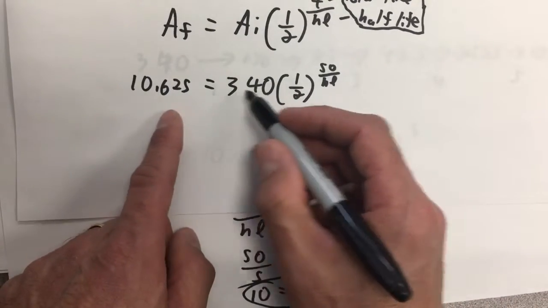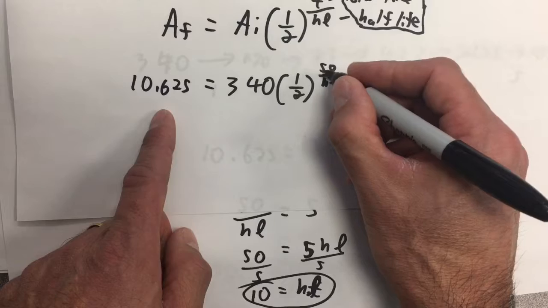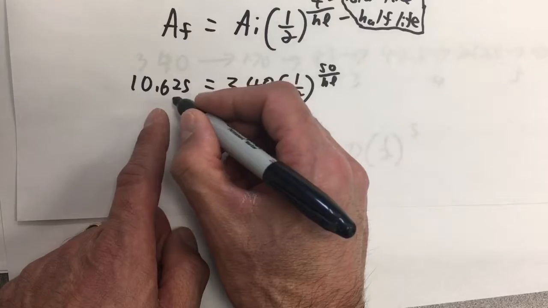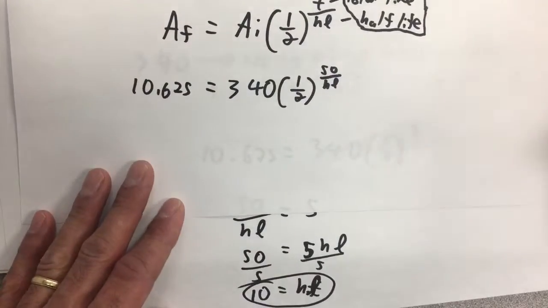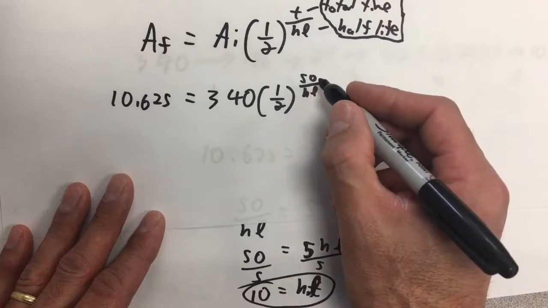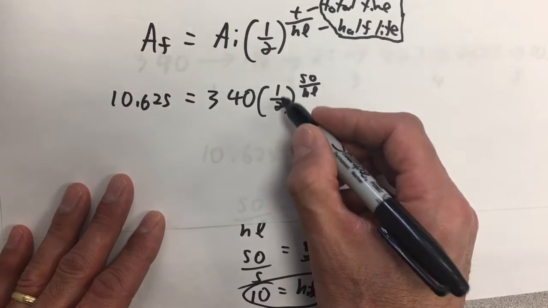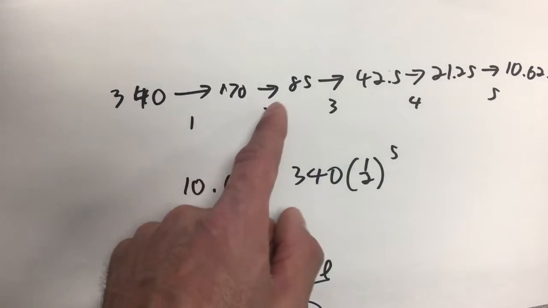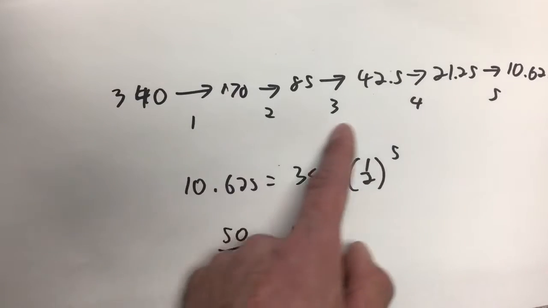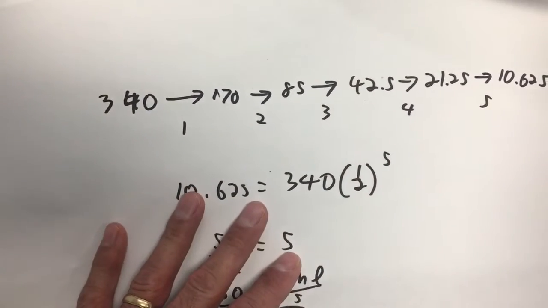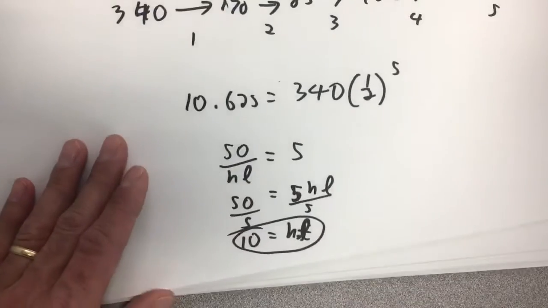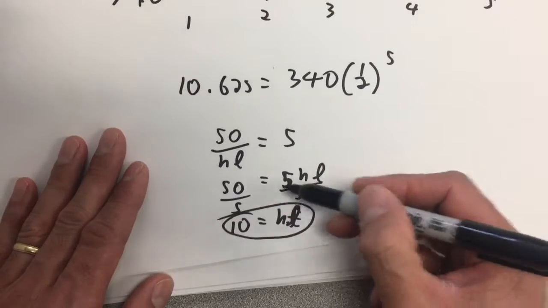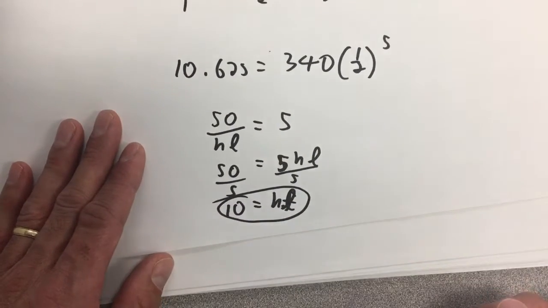So we put in our values from the word problem, the known 50 days, 340 initial grams, and then the 10.625 final amount. And then from looking at this and understanding exponents, we understand that this is repeatedly dividing by 2. So I did a chart here where I took 340 and repeatedly divided it by 2, and then counted the number of times I had to divide it by 2 to get 10.625. That gave me the exponent, and I know the exponent is 50 divided by the half-life, so with a little bit of algebra we found the half-life to be 10.